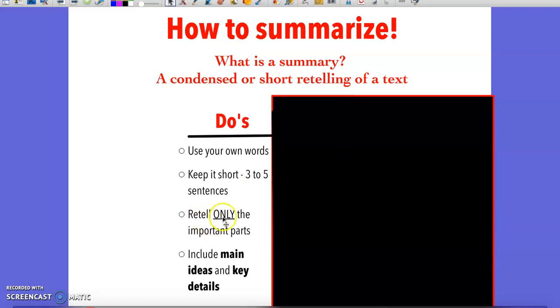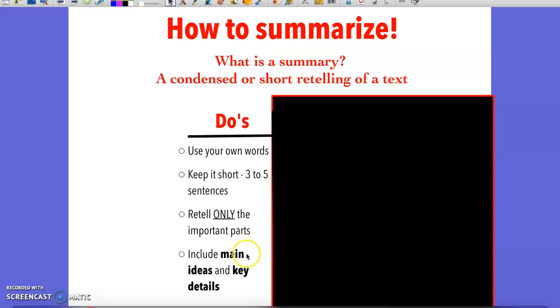What is in that summary is going to be a retelling of only the important events. Oftentimes there's lots of details and things happening in a text or in a story, but we only want to focus on the important ones. And we will do a lesson on how to pick out what the important parts of a story are, what are the important details, what are the important main ideas that we want to include in a summary.